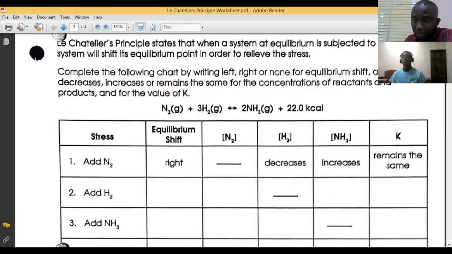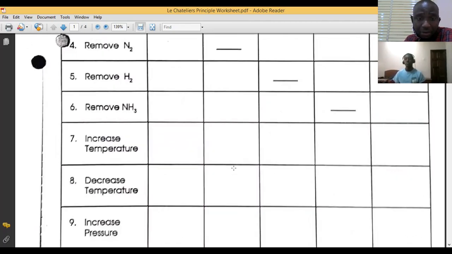I've not taught you that, so I wouldn't know if you understand equilibrium constant, but equilibrium constant there would remain the same. All right, so this is just an example to show you the effect of concentration.